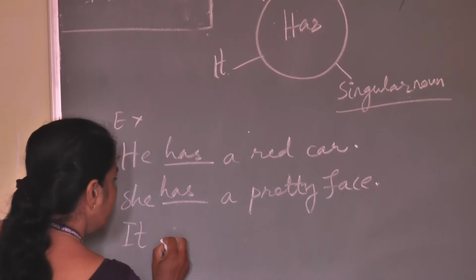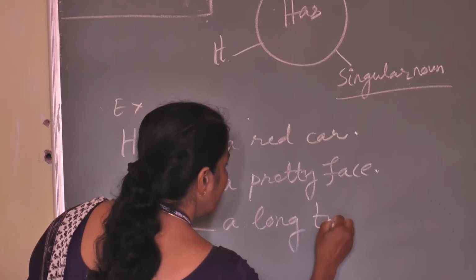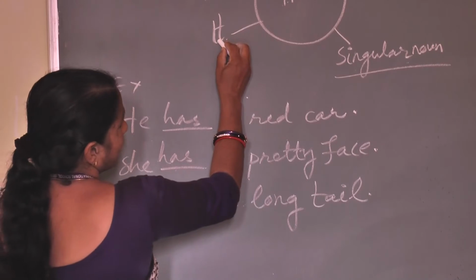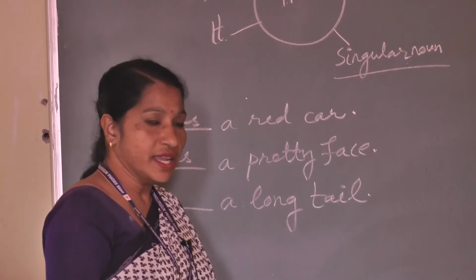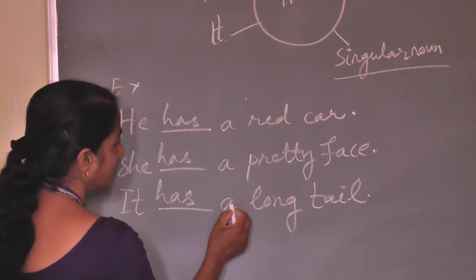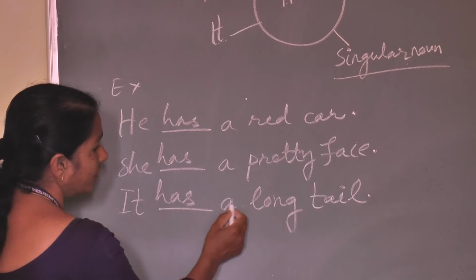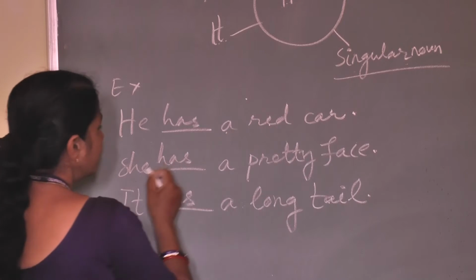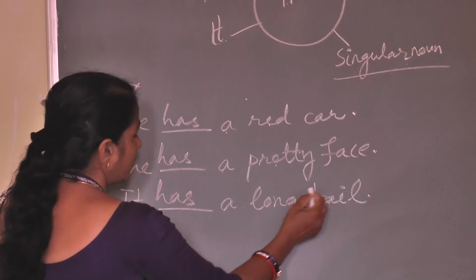It dash a long tail. It, what is here? Yes, we are using has for it. So, fill in the blanks here. Has. It has a long tail. Repeat again. It has a long tail. He has a red car. She has a pretty face. It has a long tail.